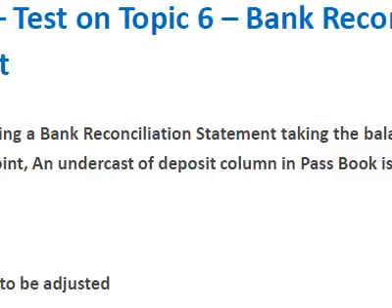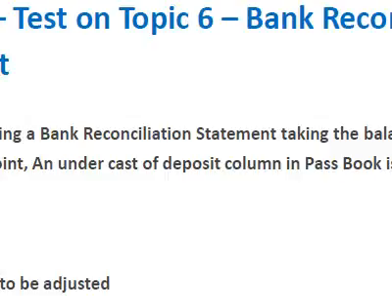Next, while preparing a BRS, taking the balance as per cash book as the starting point, an undercast of deposit column in passbook. Okay, so here again there is an error in the passbook. There is an undercast of deposit column in the passbook, which means that the balance as per the passbook is less than the balance as per the cash book. And we are starting the BRS taking the balance as per cash book as the starting point, and so we have to move from a higher number to a lower number. So we have to subtract the undercast to arrive at the balance as per passbook.